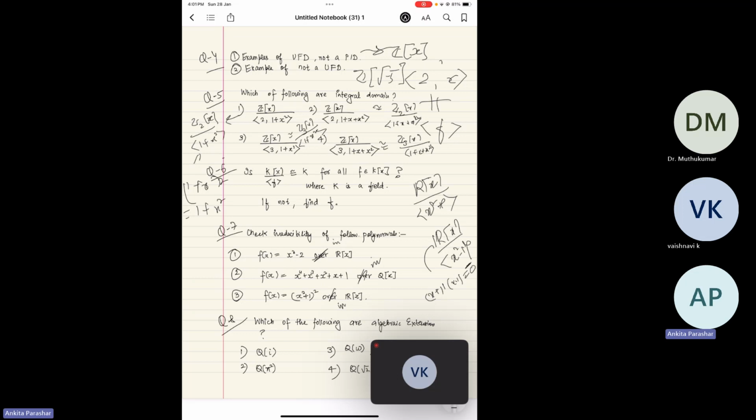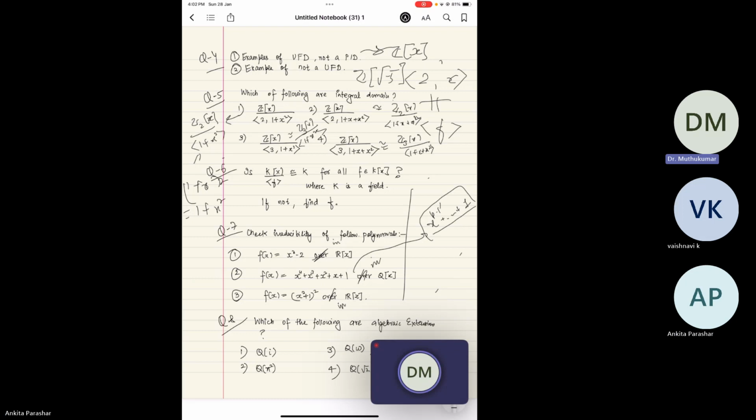What about part number 2? This is irreducible. What is your argument to say that? Because it is of the form x power p minus 1, and so on, where p is the prime number 5. Okay, so let me write what you are saying. Your polynomial is x power p minus 1 plus ... plus 1. And why do you say it's irreducible? Because you can replace x by x plus 1, and then you can apply Eisenstein's criterion.